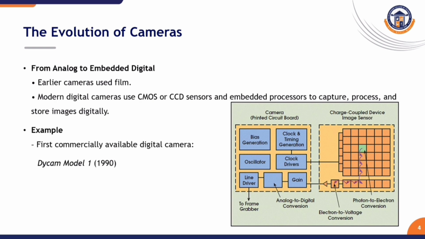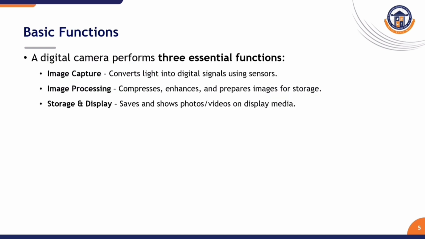On the other hand, modern digital cameras use CMOS or CCD image sensors, which convert light into digital data, and use embedded processors to process images. One important historical example is the first commercially available digital camera, the Dycam model, which was introduced in the year 1990. From that point onwards, embedded systems revolutionized photography by making cameras faster, smaller, smarter, and more affordable. Next, we are going to discuss the basic functions of a digital camera.